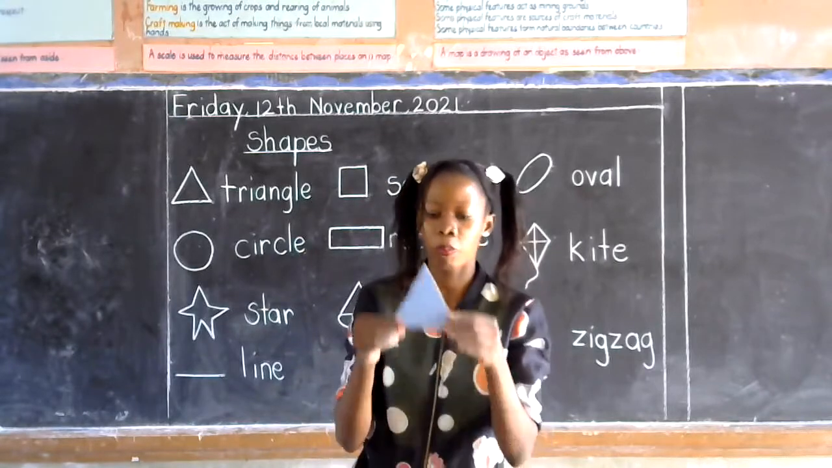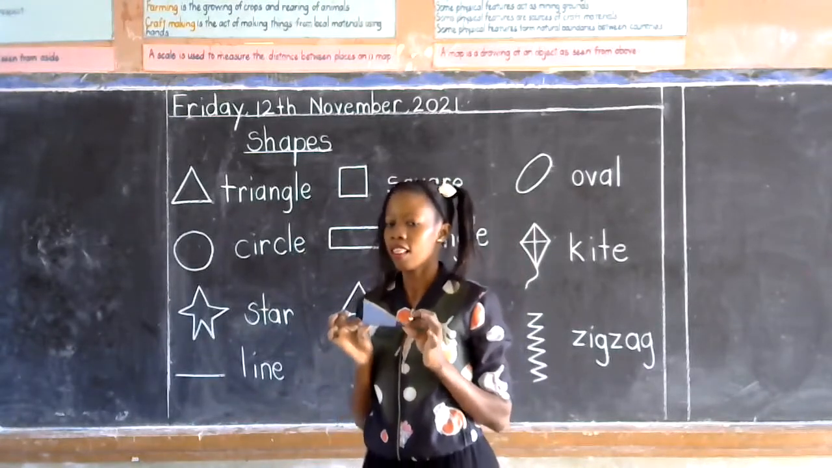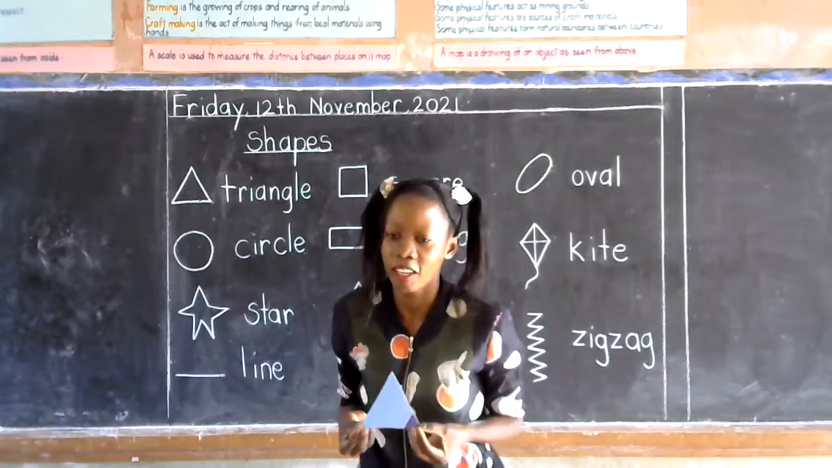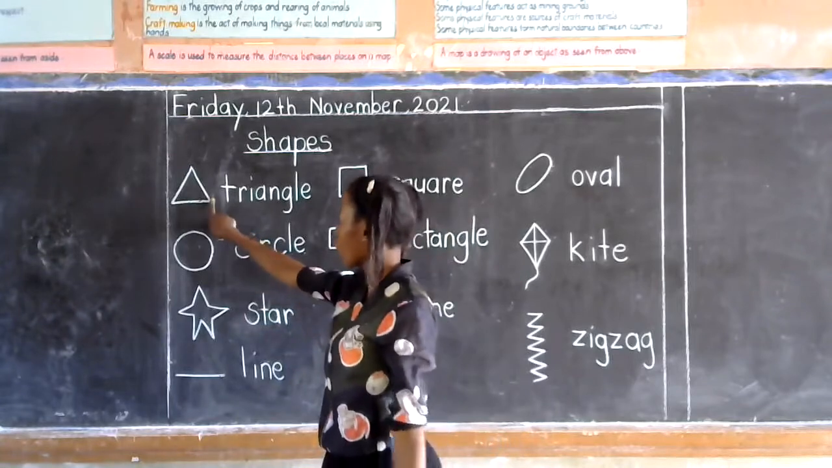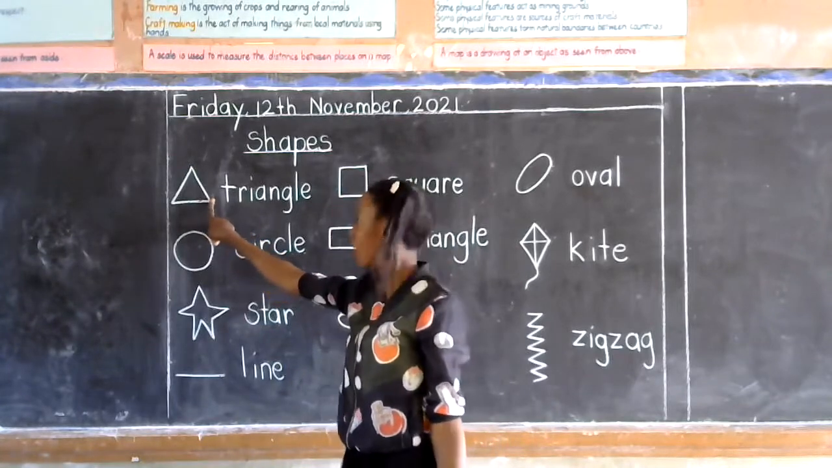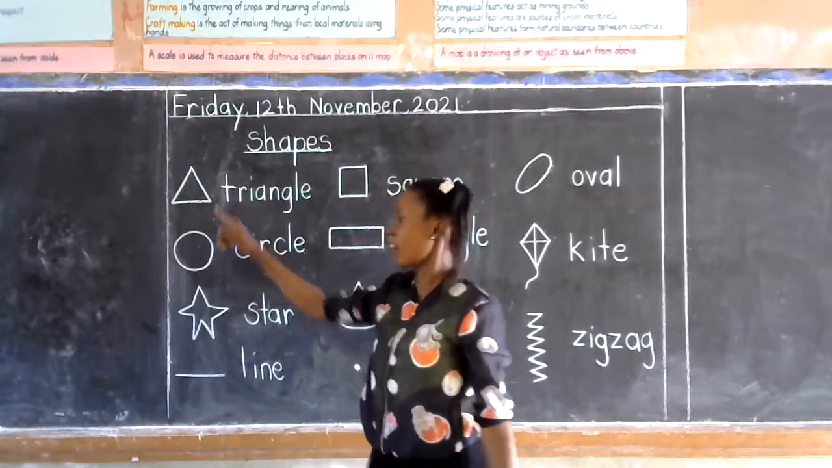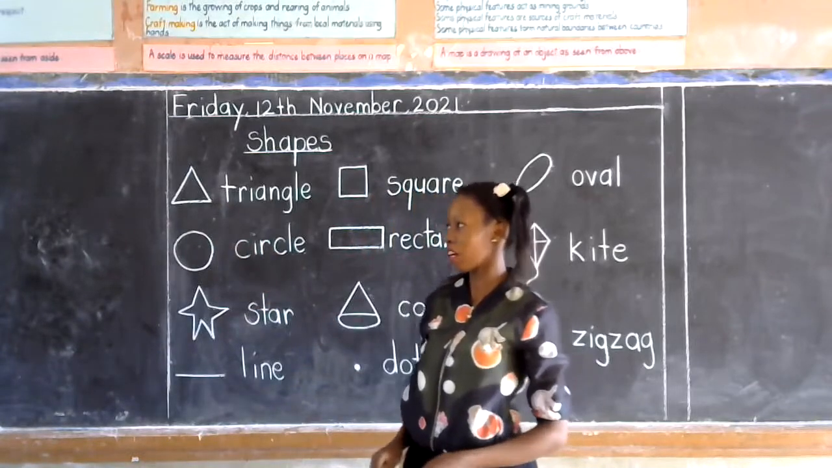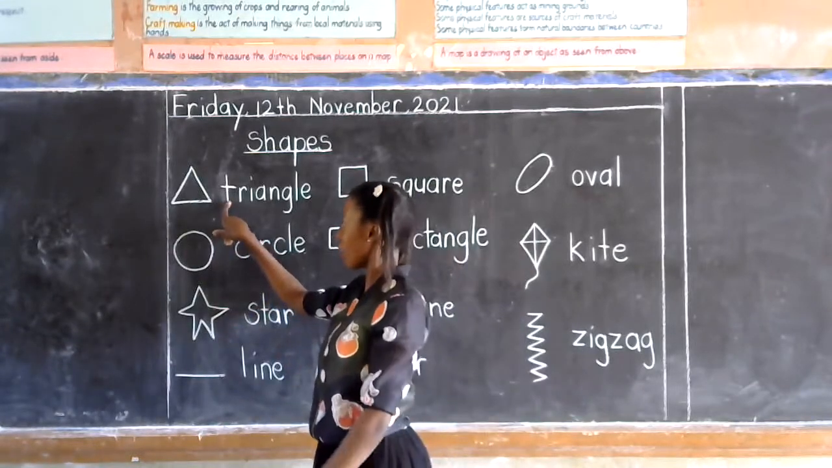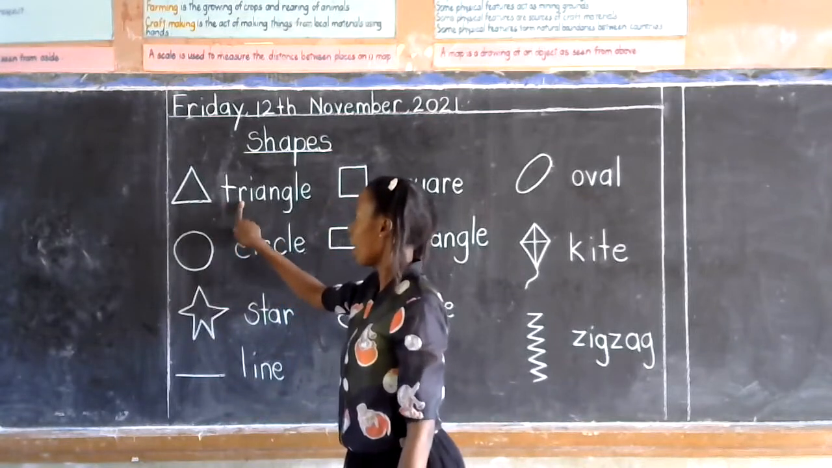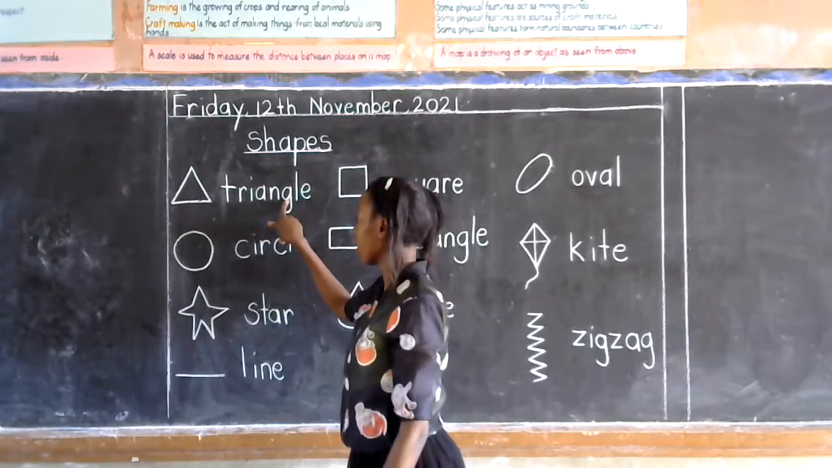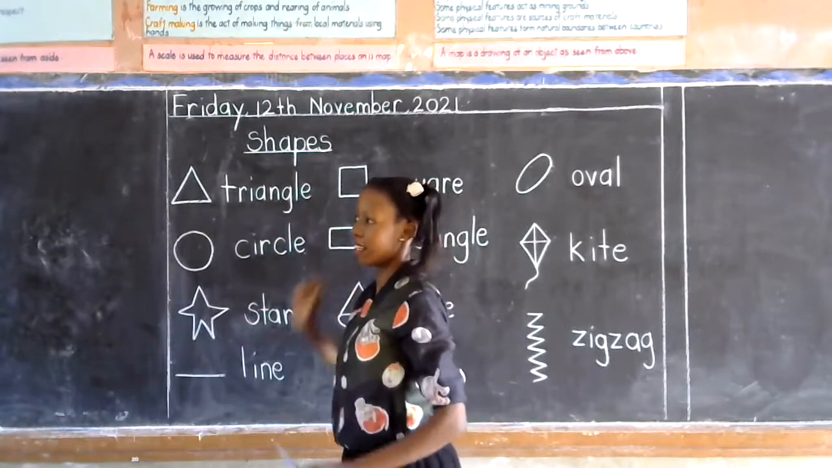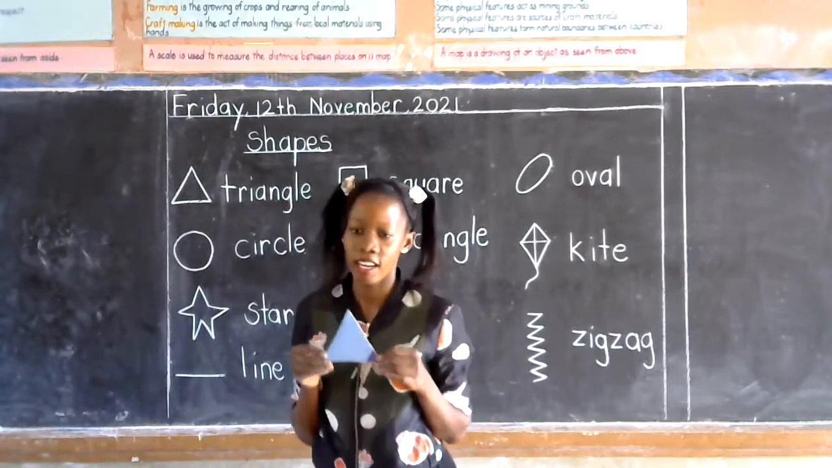I have another shape here. Which shape is this? This is a triangle. Here we have the triangle on the board. Are you seeing the triangle? Let's spell the word triangle together. T-R-I-A-N-G-L-E. The word is triangle.